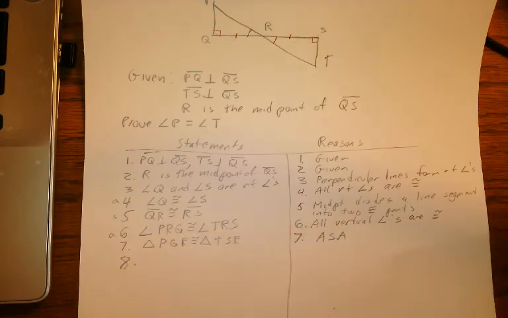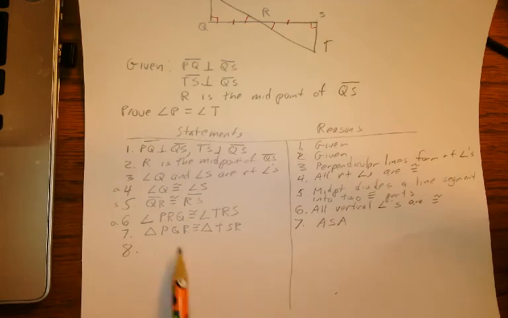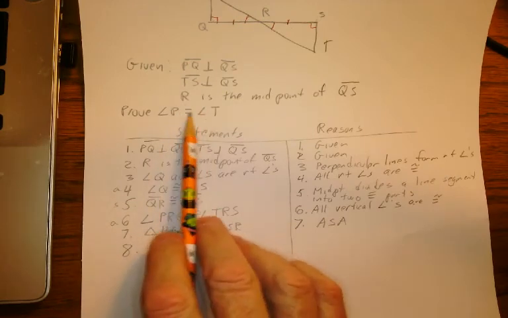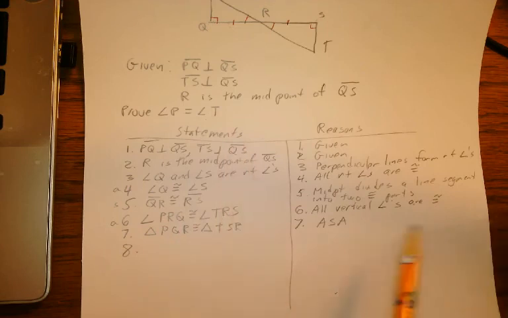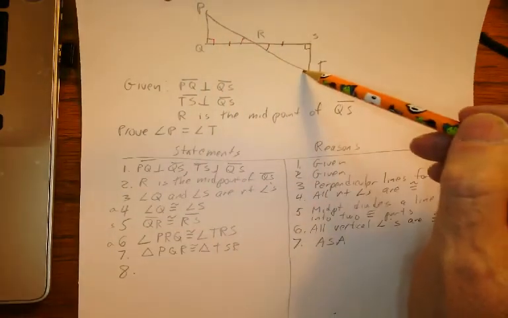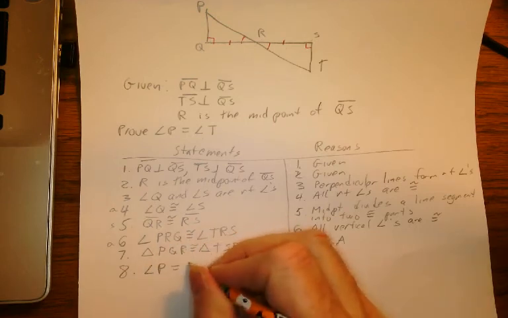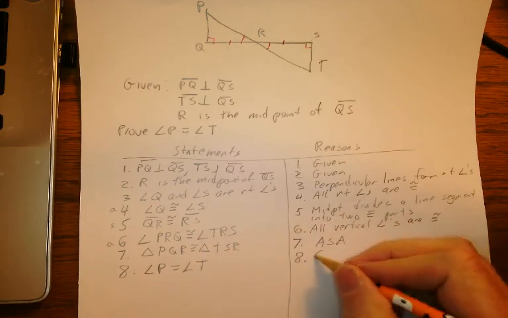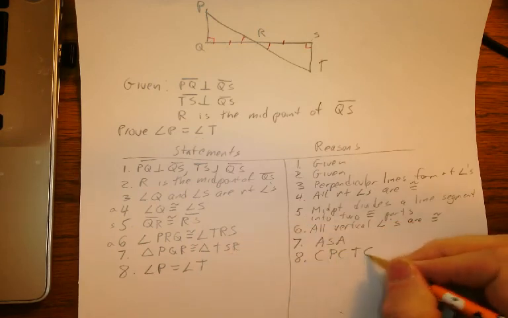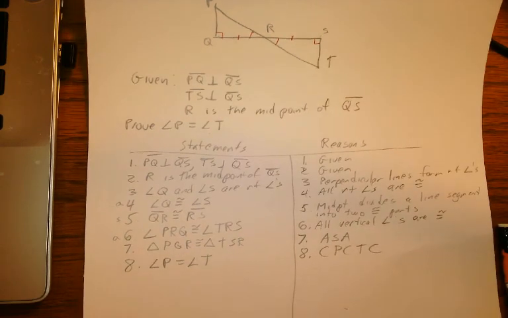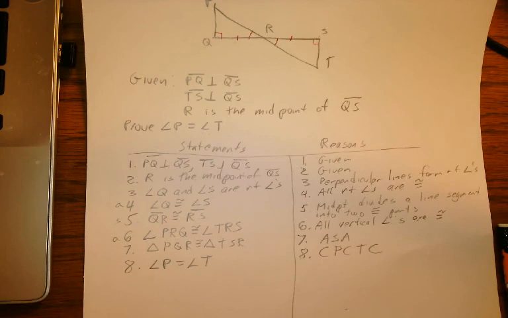Now, here's where it makes this proof different. Previously, we were done there, but we're not done until we're trying to prove what we're trying to prove. Now, these two angles, P and T, are inside those triangles. So once the triangles are congruent, all 6 parts, remember the 6 parts, 3 sides, 3 angles, all 6 parts are congruent also. So I can list anything congruent, but I'm just going to do P and T because that's what we're asked to prove. And the reason is corresponding parts of congruent triangles are congruent. Okay? And that's finishing this proof.